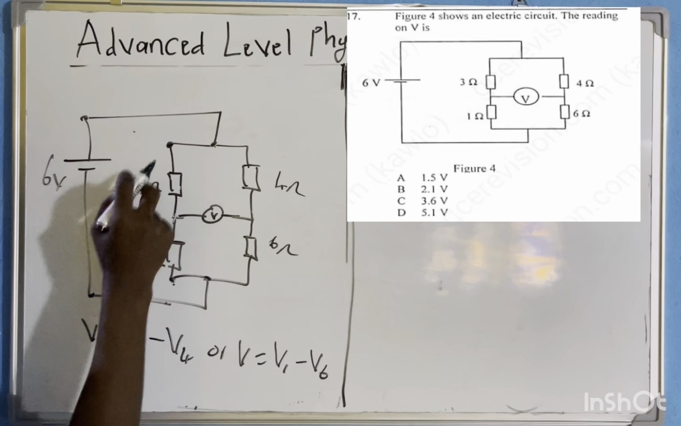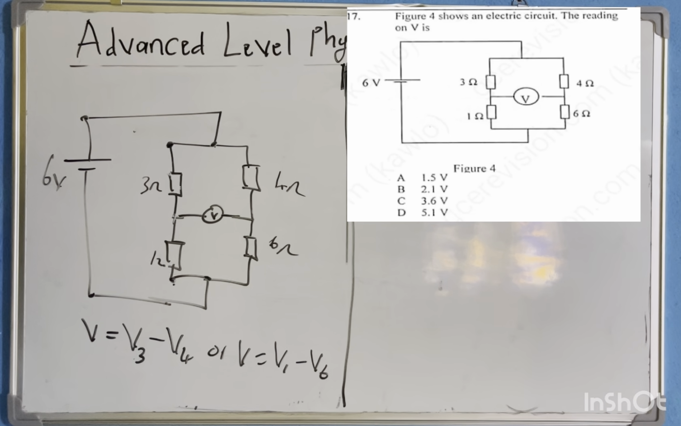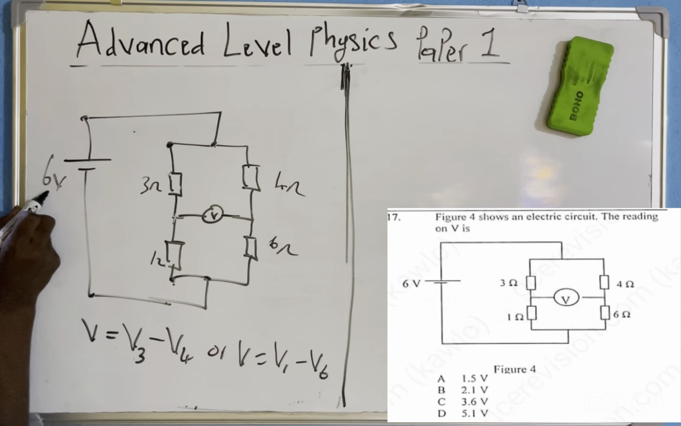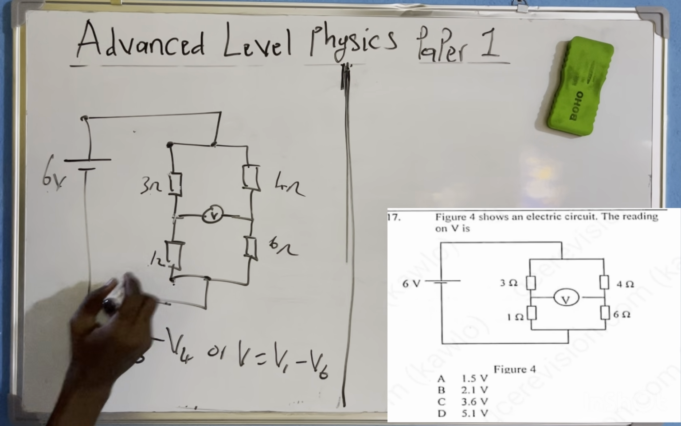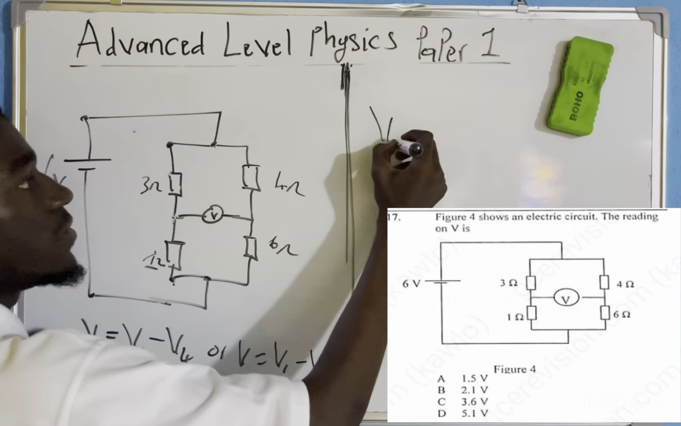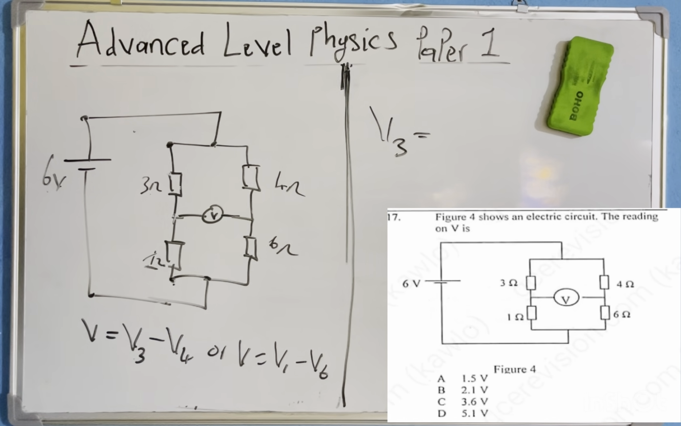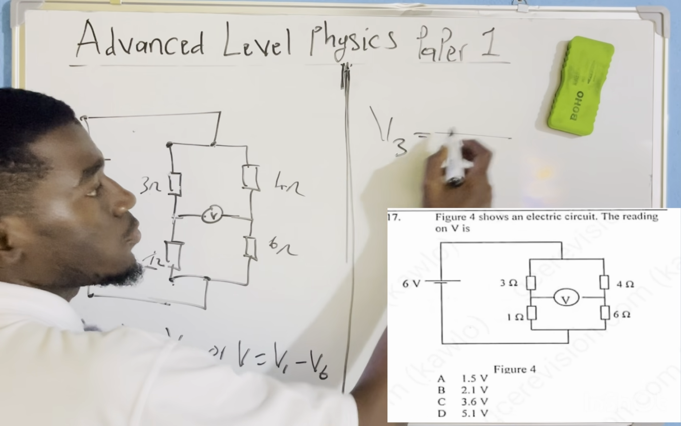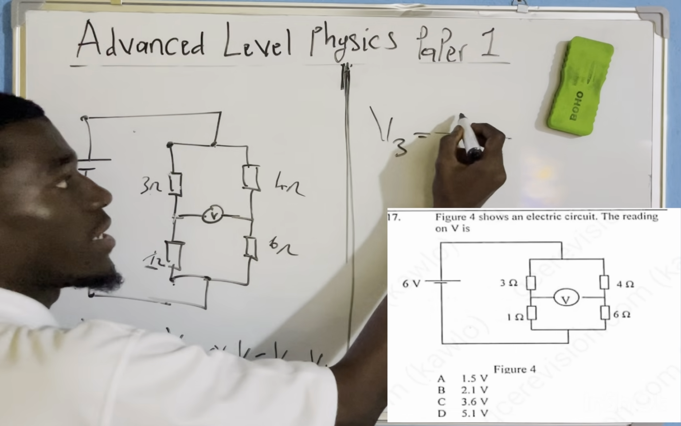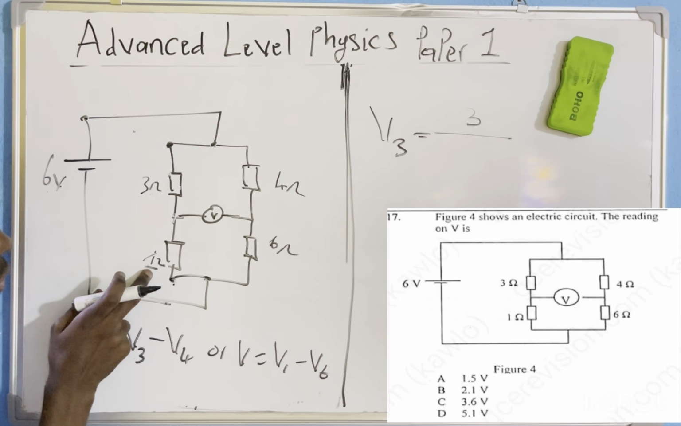And if they're in series, they should have different voltage. Therefore, they are sharing this voltage in proportion to their resistance. Now, if I'm looking for V3, as I said in my previous video, to apply voltage divider is simple. You want the voltage across 3 ohms, you write your 3. He's sharing with 1 ohm.